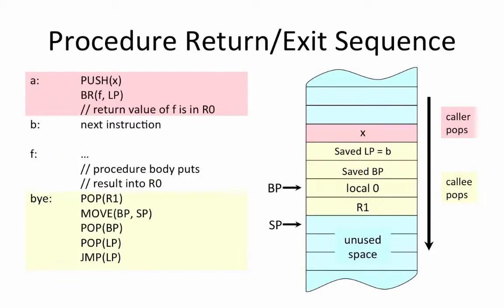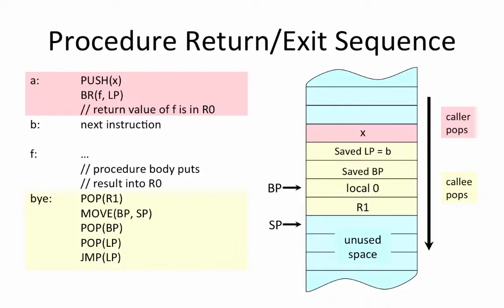The procedure return or exit sequence for all beta procedures follows the same structure. It is assumed that the return value for the procedure has already been placed into register R0. Next, all registers that were used in the procedure body are restored to their original values. This is followed by deallocating all of the local variables from the stack. We then restore the BP followed by the LP register. Finally, we jump to LP, which contains the return address of our procedure.